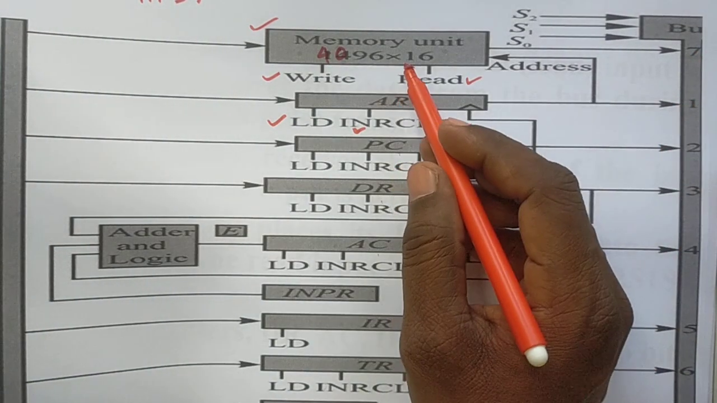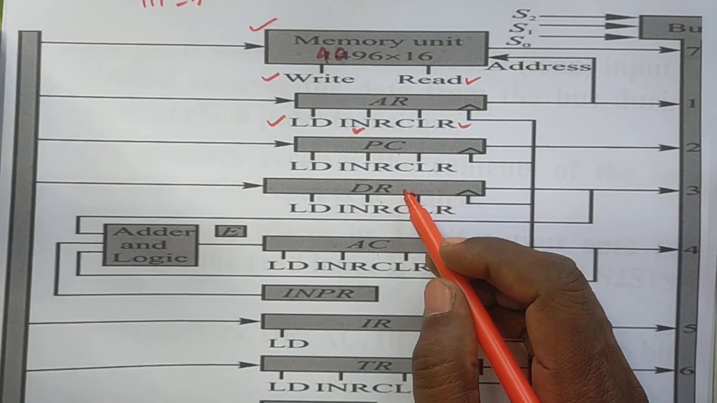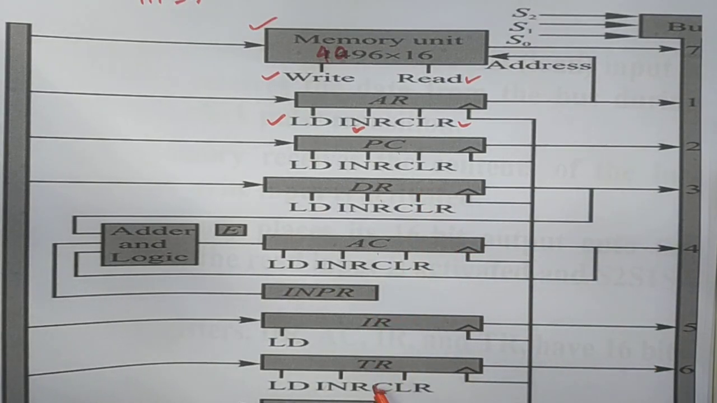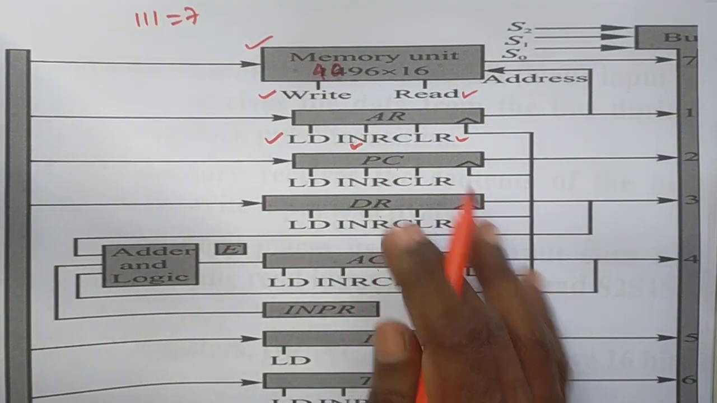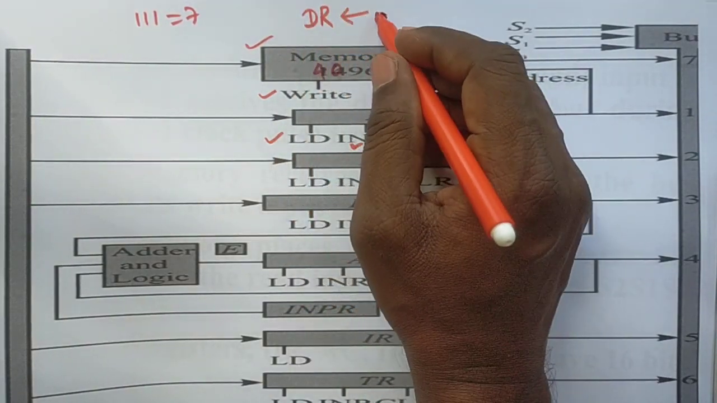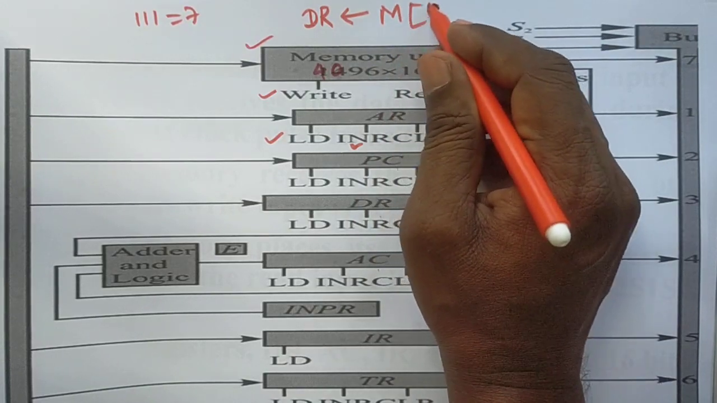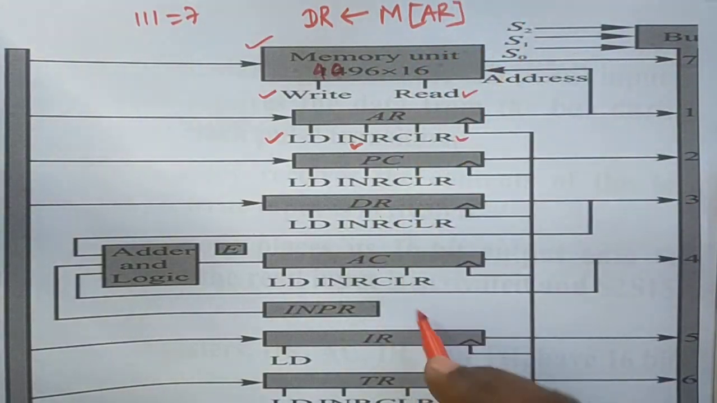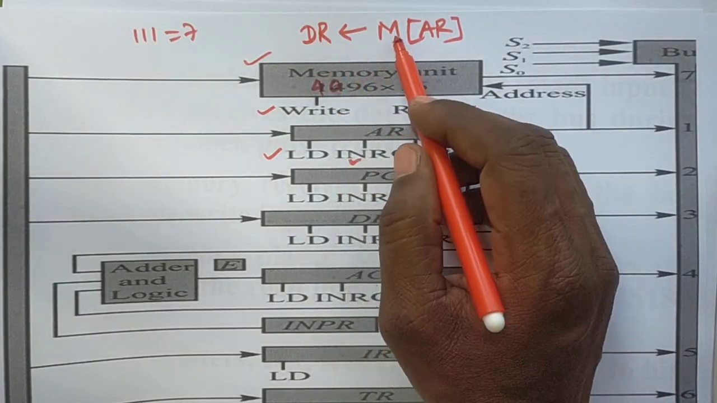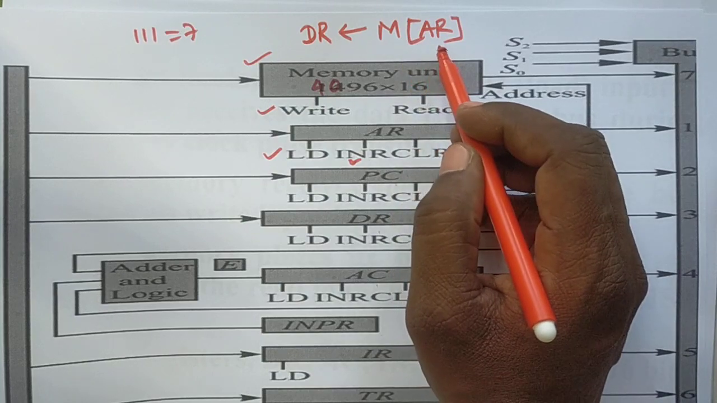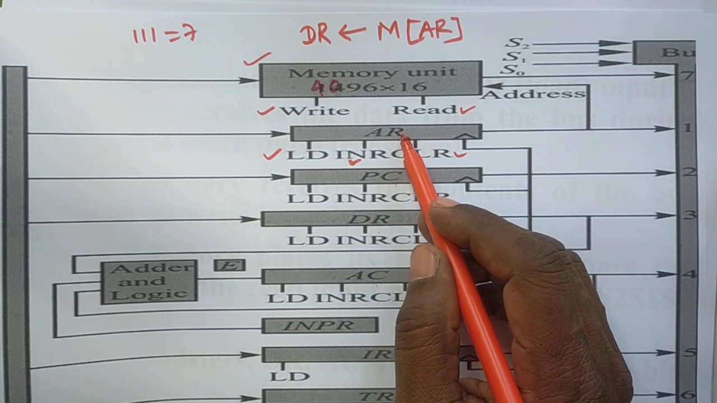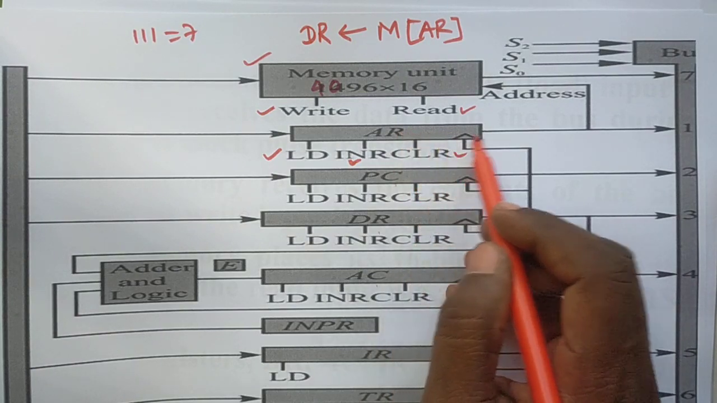Suppose data is collected from memory and transferred to the data register, as in one example we have already discussed. Suppose one instruction, DR receives the data from memory, where memory keeps the data through the AR register. That means the address register keeps the address, and it is transferred to the memory.